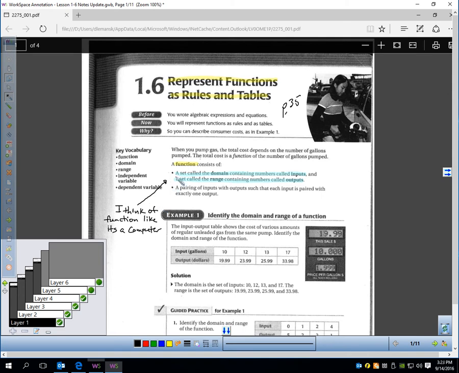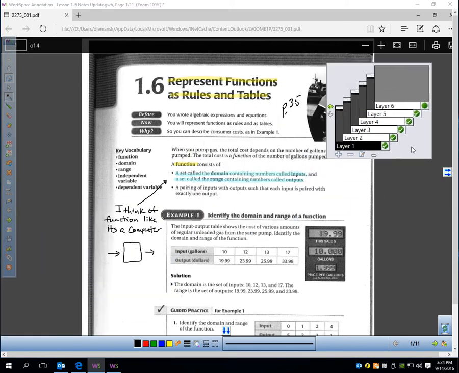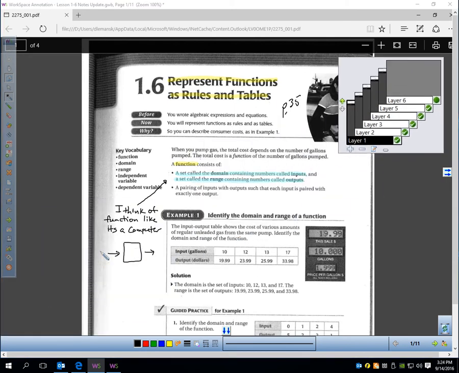I like to think of a function like it's a computer. And this is a special kind of computer. You can input a number into the computer. The computer will do some math operation to it, like add, subtract, multiply, divide. And then the computer will, after it's done the operation, output a number. And that's what a function is. Here would be a visual example of that.